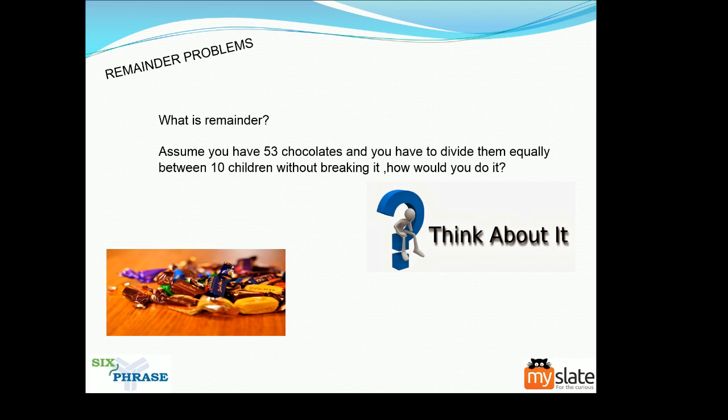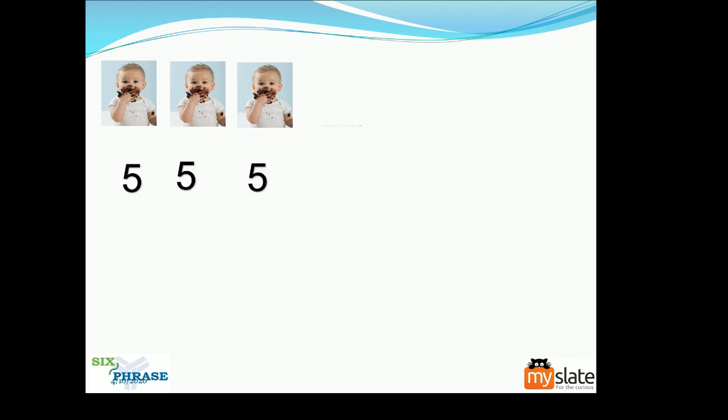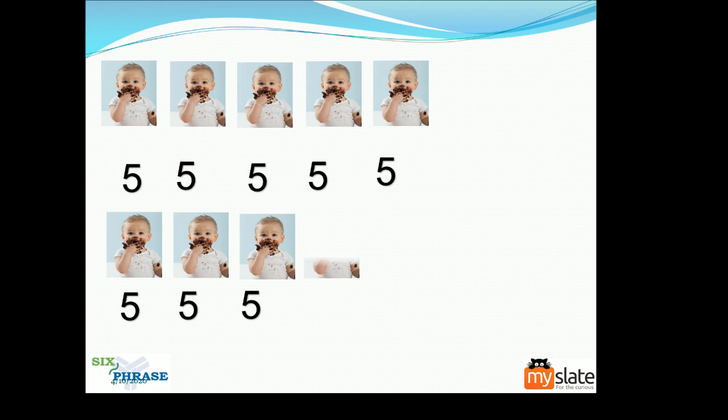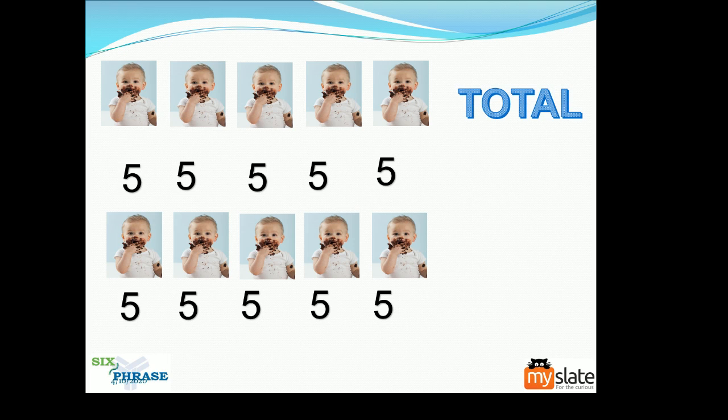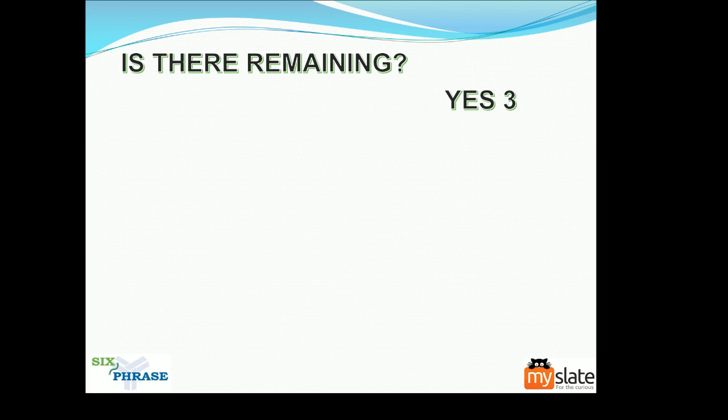Now, I hope you paused the video and thought about it. Most of you would agree with me. It will be done like this. Yes, for 10 children, 53 chocolates would be divided in this way. A total of 50 chocolates would be distributed. Out of 53 that you have in your hands, 50 chocolates would have been distributed. Now, will you have any chocolates remaining in your hands? Of course, yes. You had 53. You gave away 50. So what do you have? You have 3 left, right?